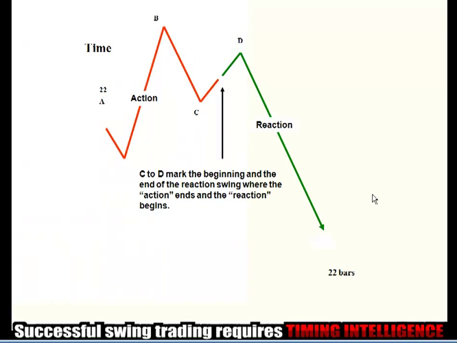So this is basically what it looks like. The action segment is marked in red and the reaction is marked in green. Right in the center, that's the balancing point, where the action ends and the reaction begins. So let's see what happens in the market.